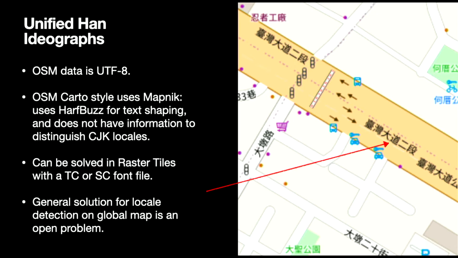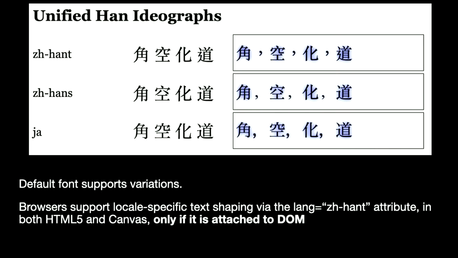And because OSM Carto uses Mapnik, which uses HarfBuzz for text shaping, it can support this if it has data about the locale you're using. But as is, it will just default everything to simplified Chinese versions. This can be solved in raster tiles with a font that is specific to either traditional or simplified Chinese. In vector tiles, it's a little bit better.